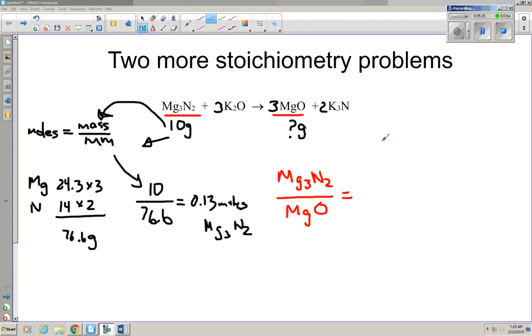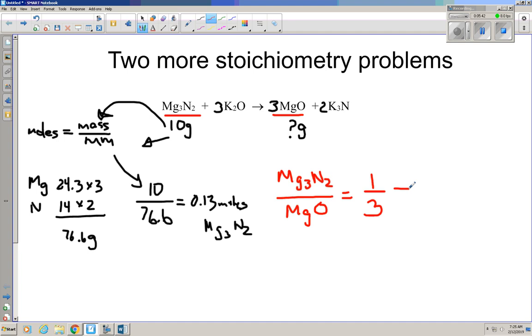I'm going to write it as magnesium nitride to MgO, and that ratio specifically, there's no coefficient in front, so this has to be a 1 divided by a 3. So no matter how much magnesium nitride and magnesium oxide I make, there's always going to be a 1 to 3 ratio between them.